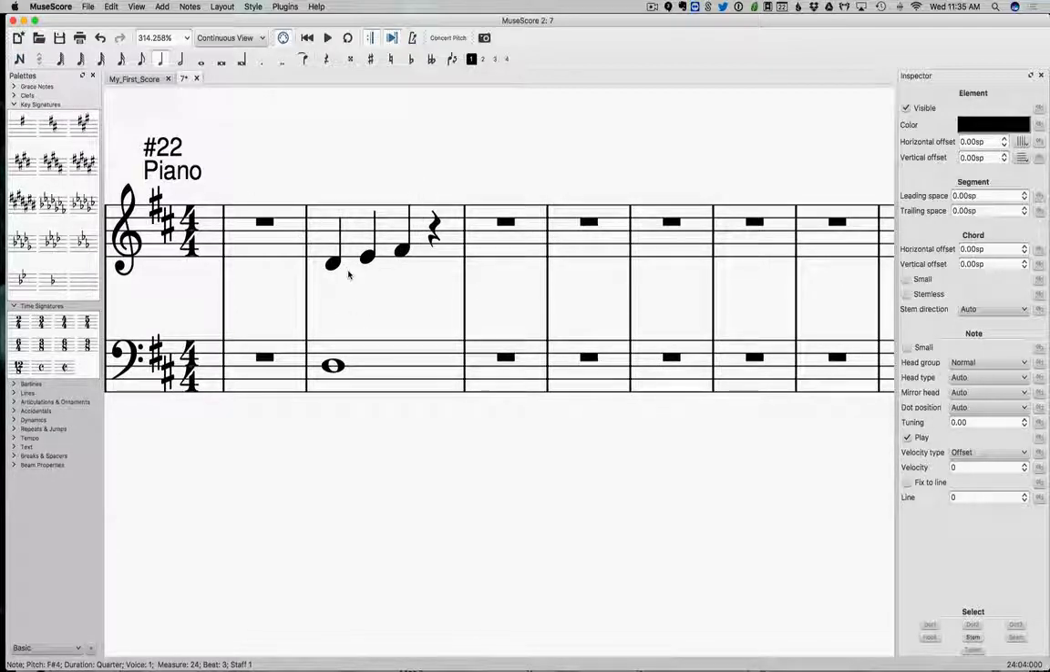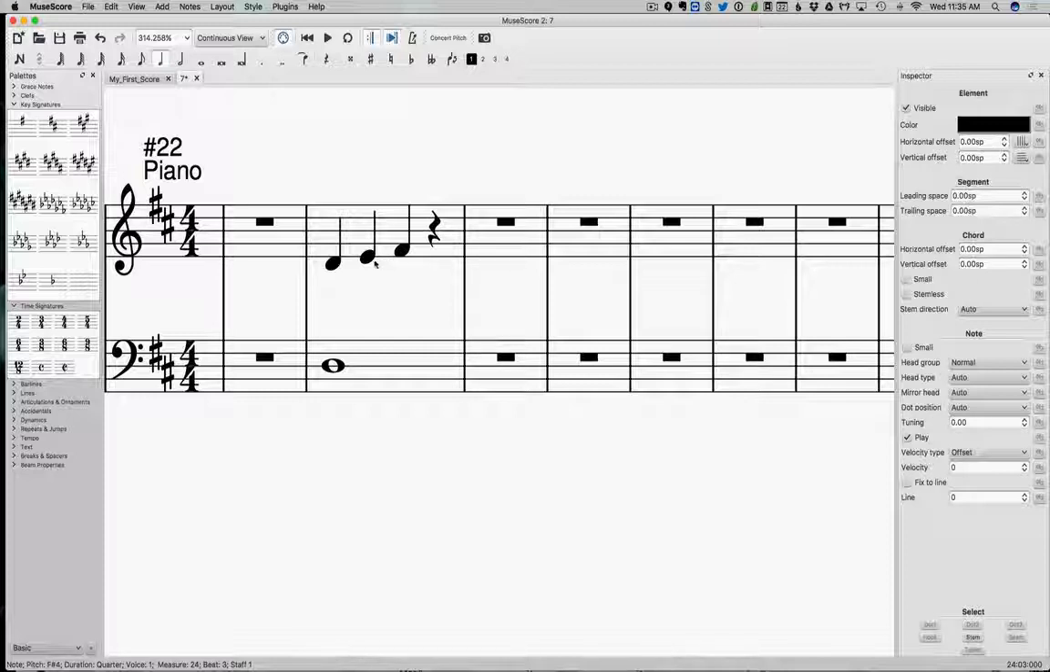So passing tone. This is a consonant. This is a D to a D. This is a D to an F sharp here, a third, another consonant. This is a D to an E. That's a second. That's a dissonance. But we just pass through it. That's a passing tone. That's okay.